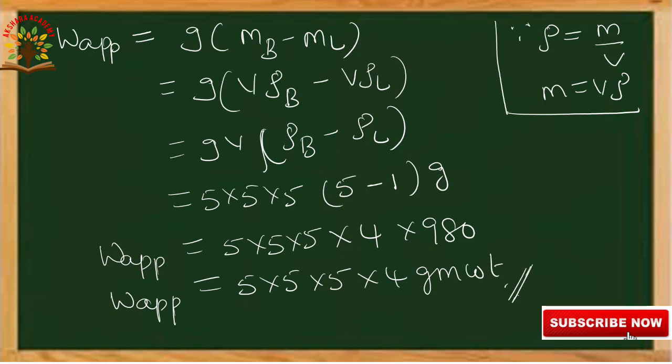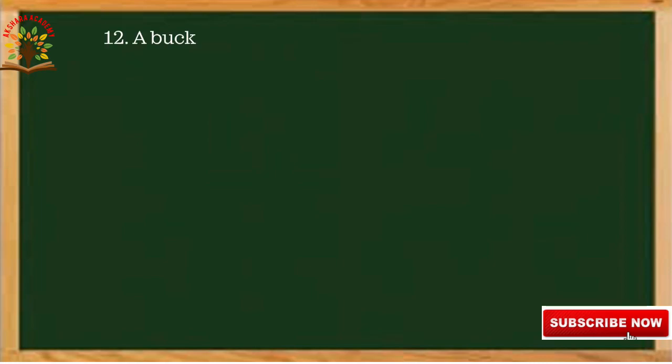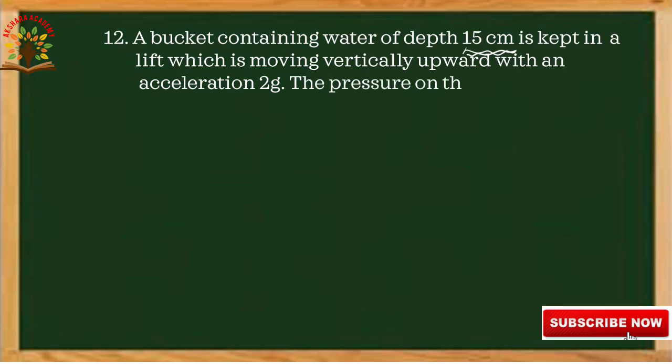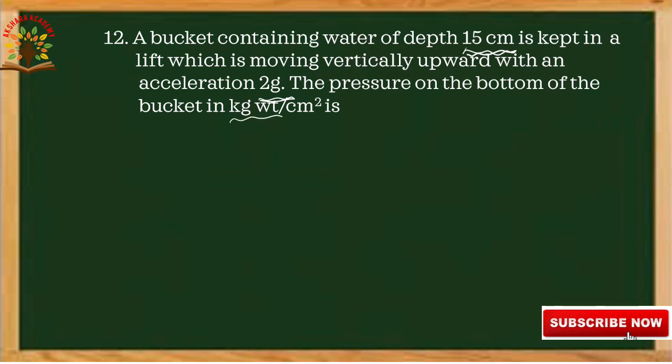Next we will go to the next question, the 12th one. A bucket containing water of depth 15 centimeter is kept in a lift which is moving vertically upward with an acceleration 2g. The pressure on the bottom of the bucket in kilogram weight per centimeter square is. You have to calculate the pressure on the bottom of the bucket in terms of kilogram weight per centimeter square. Let us go to the solution.